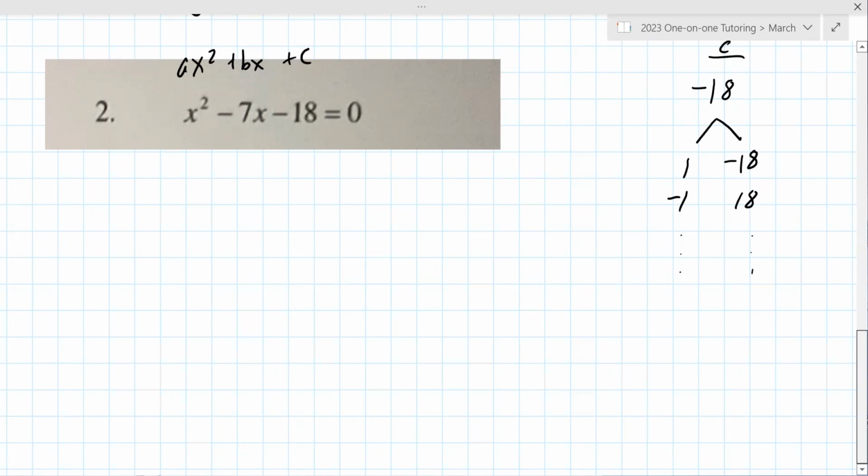Is it 2 and -9? It is 2 and -9, yes. So it'd be (x plus 2)(x minus 9) equals 0.